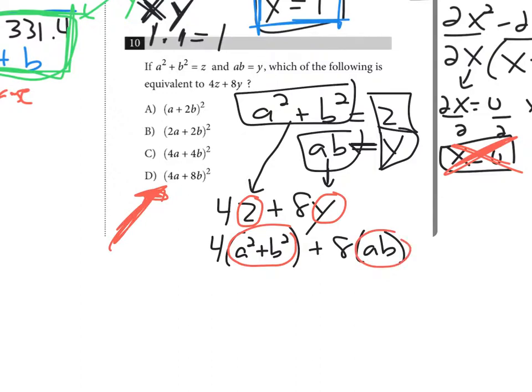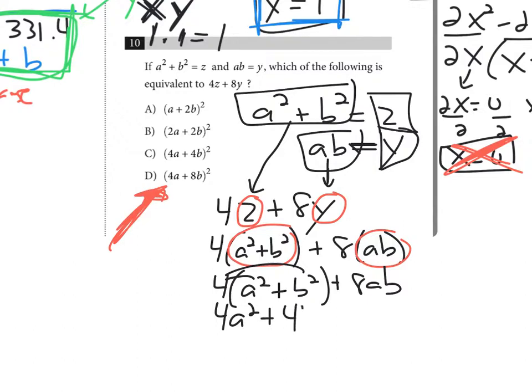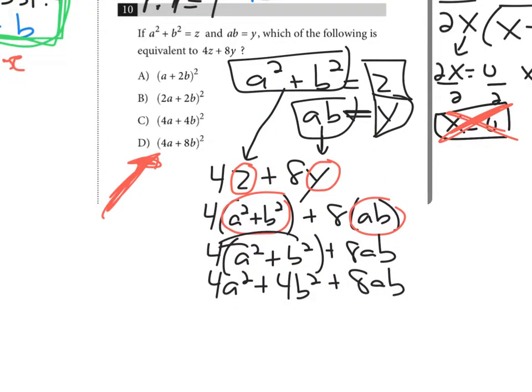Now what do I have going on here? Here I have 4 parentheses a squared plus b squared, plus 8ab. So here I'm going to distribute. I'm going to have 4a squared plus 4b squared plus 8ab. And now what I'll do is take my answer choices, FOIL them out, and see which matches this.